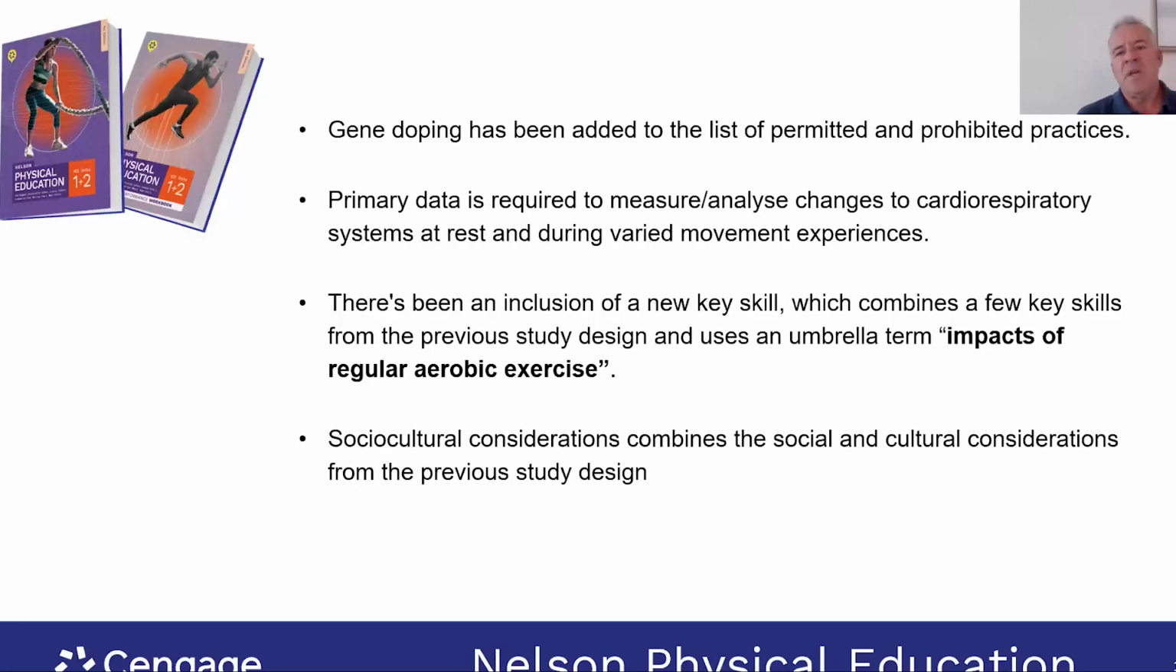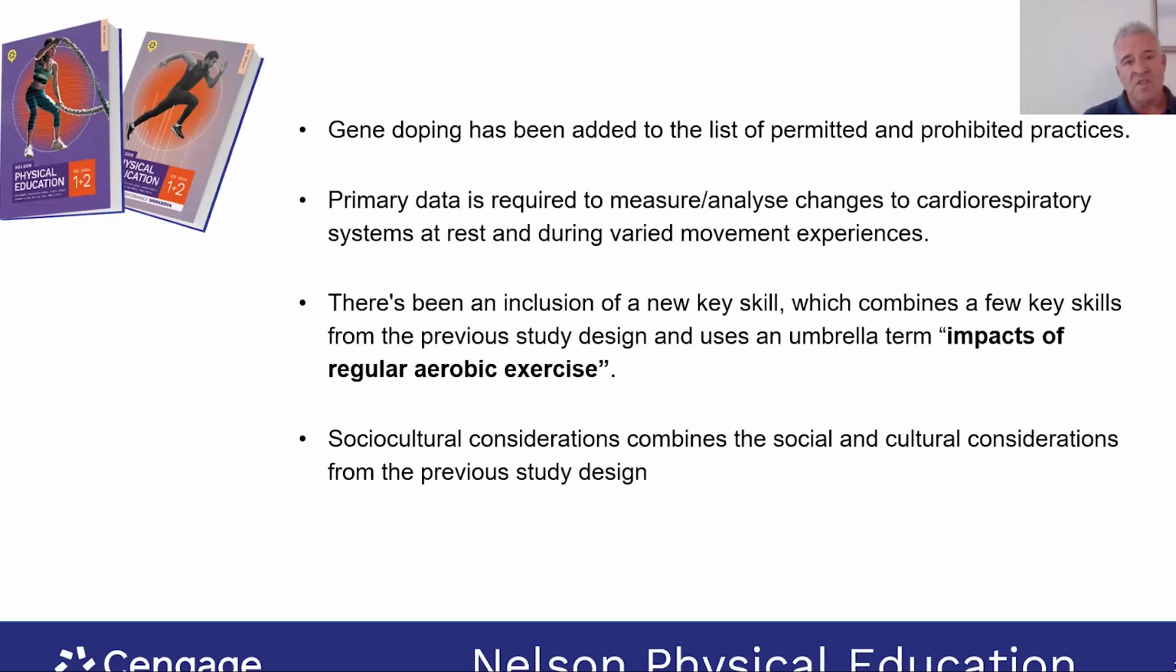So gene doping has been added to the list of permitted and prohibited substances. Primary data is required, and I should have highlighted primary data. It's required to measure and analyse changes to the cardiorespiratory systems at rest and during different varied movement experiences. So again, this is where students need to physically do the pracs themselves. They need to collect the information. So your heart rates, your respiratory rates, all those other measures that they're then going to use in their analysis.